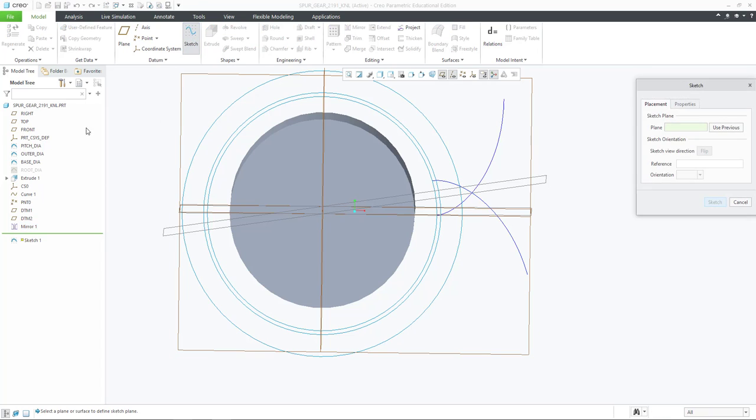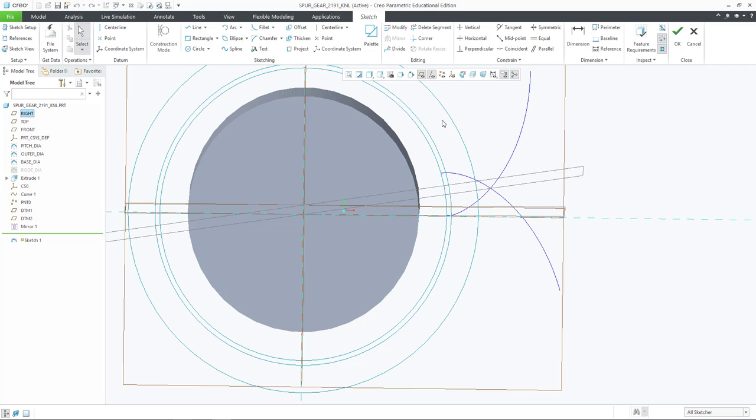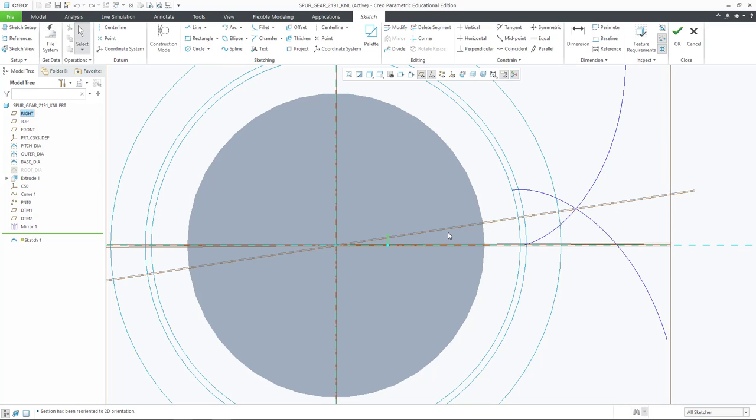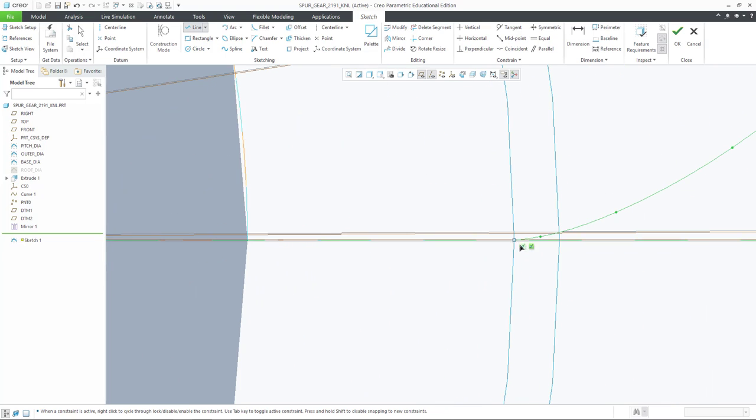Create a sketch on the front. We're going to use a lot of this geometry. So I'm going to project both of the curves, the outer diameter, and the root. I'm going to get a straight line in here, and this straight line is going to be tangent to the curve and straight out. Had a line down here from the base.